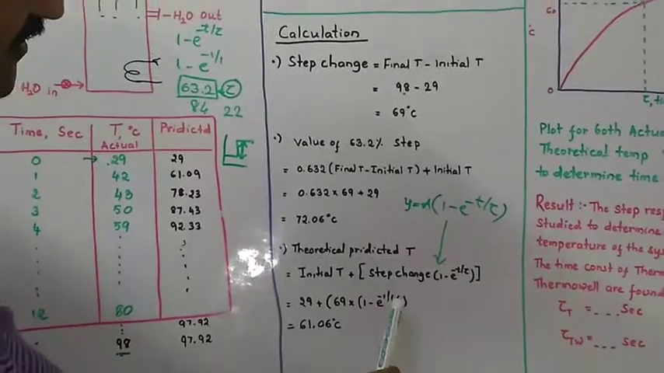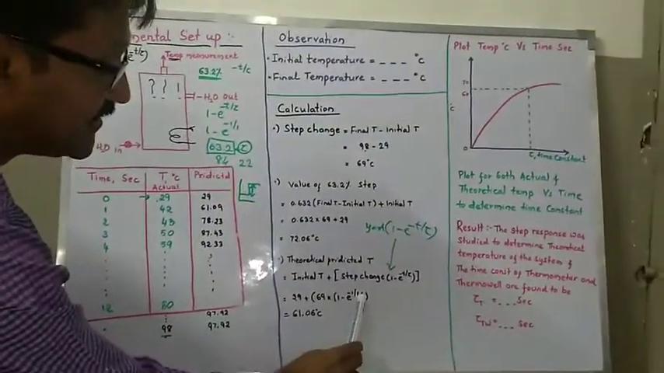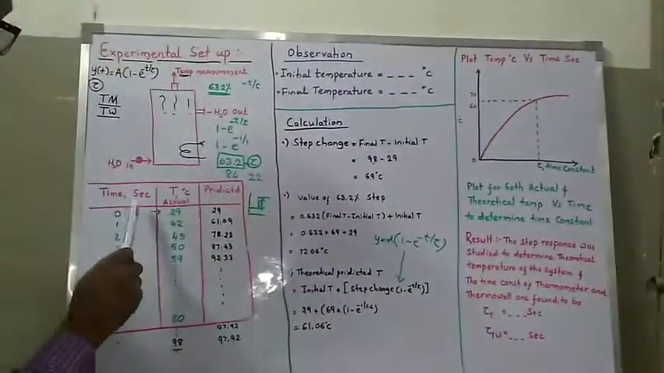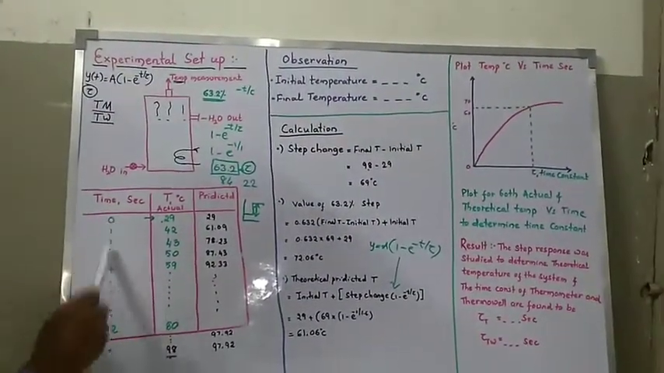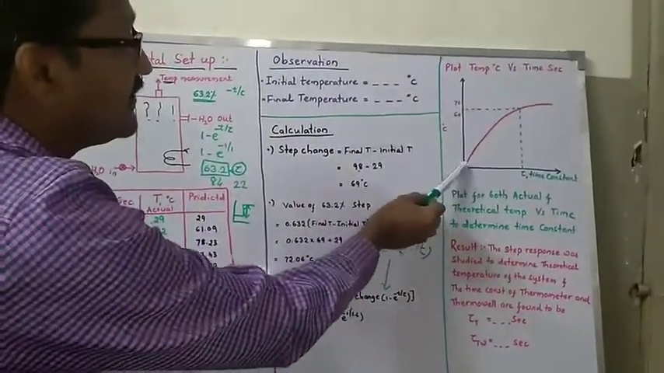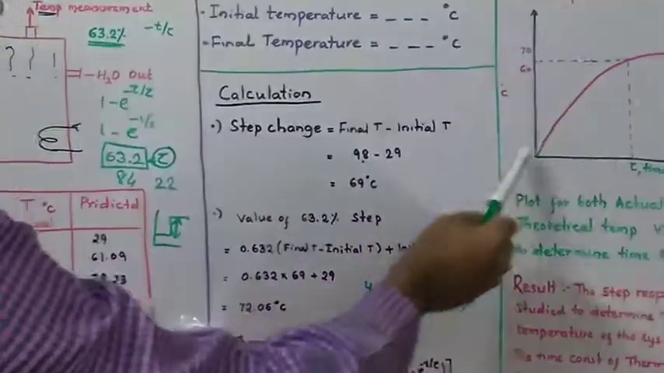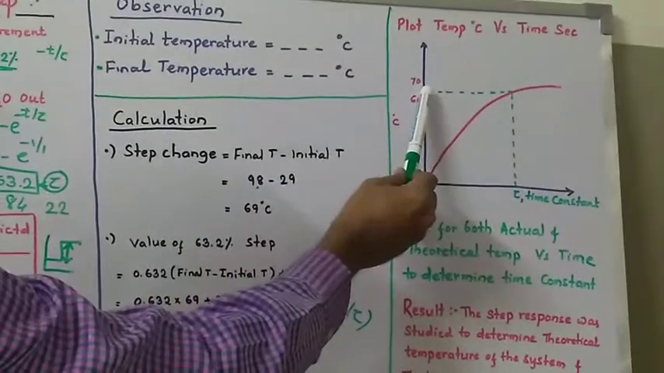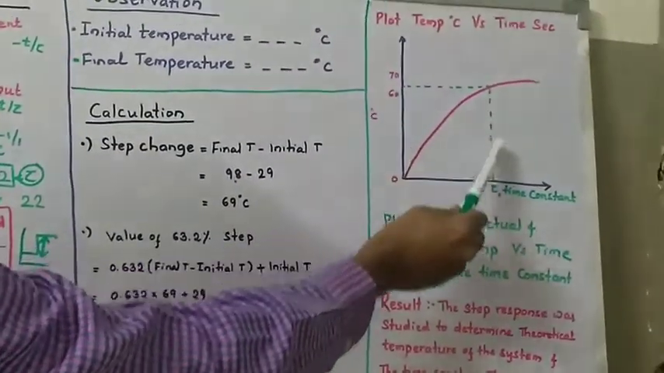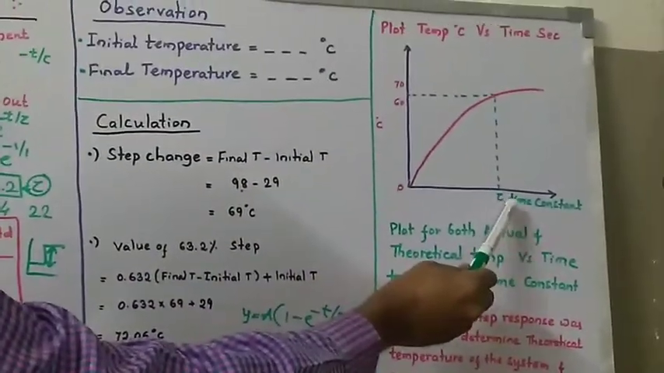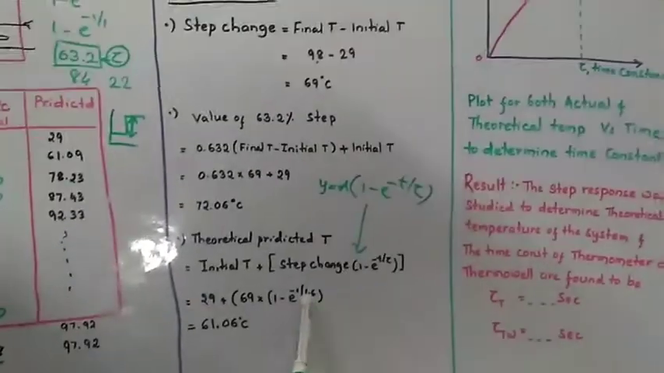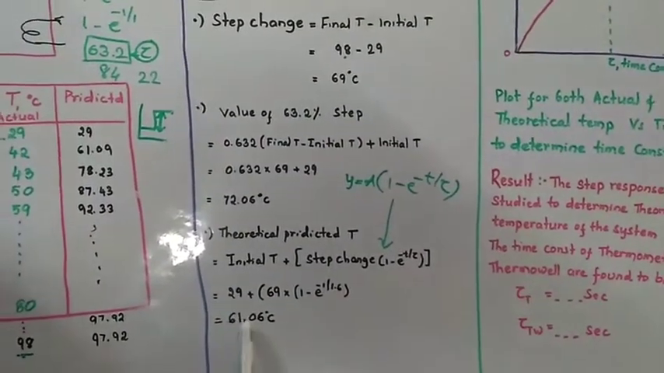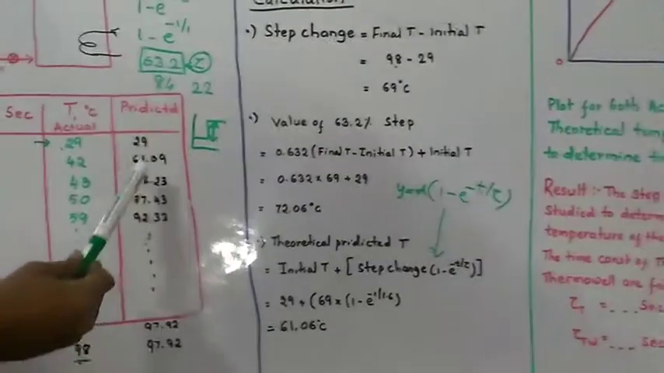Before adding here, you have to calculate the tau of the system by plotting temperature versus time. Then you plot it and you get this. The 63.2% point you locate, cut the graph and come down. This is the time constant. This time constant is 1.6. You add it here and it is 61.06. You can look at it.